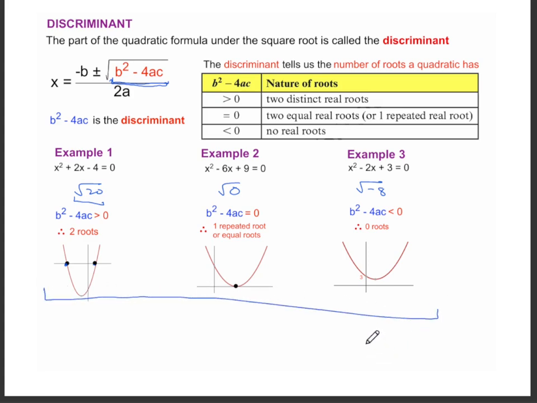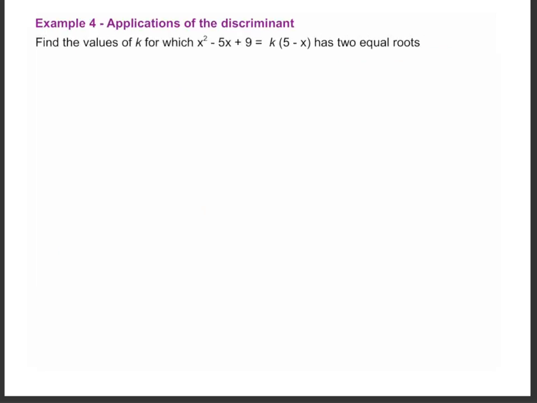So if b squared minus 4ac is greater than 0, like example 1, you're going to have two roots. If b squared minus 4ac is equal to 0, meaning there's no plus or minus root value, you're going to have one root. Or you can have two repeated roots, two equal roots, meaning they are the same, which means you have one root. And the last case is if b squared minus 4ac is less than 0, where you're going to get a negative square root, which is impossible. And so you're going to have no roots.